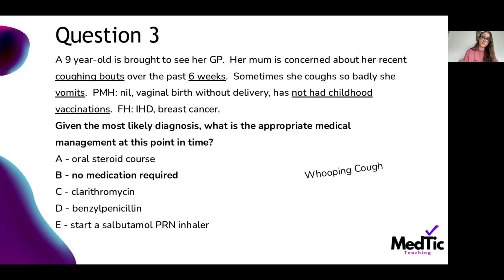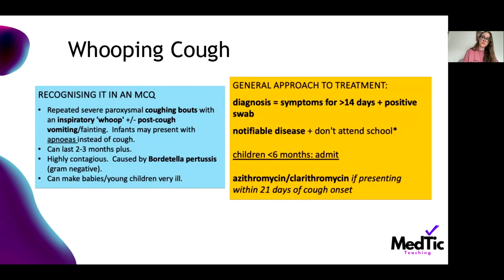So if you go forwards again, whooping cough is caused by the pertussis bacteria. Usually you're vaccinated, but this patient didn't have her childhood vaccines, and it can give you these paroxysmal, so sudden onset, coughing bouts with this very loud inspiratory whoop noise, and they might cough so hard that they vomit or they faint, or in infants they might have apneas. Okay, it can last 2-3 months, and it's highly contagious, so it's a notifiable disease.